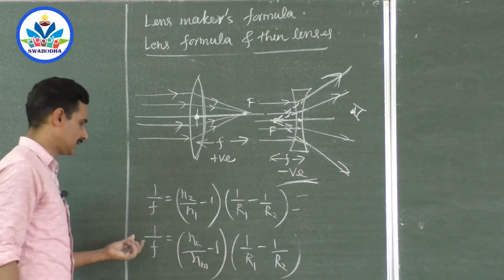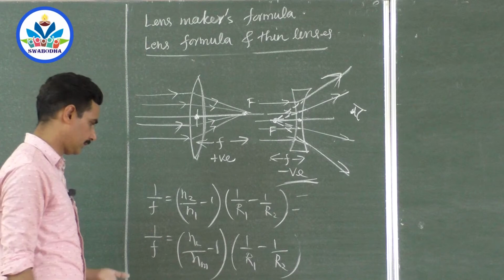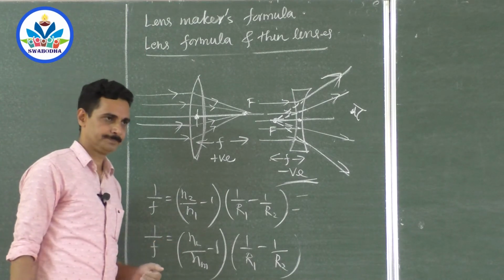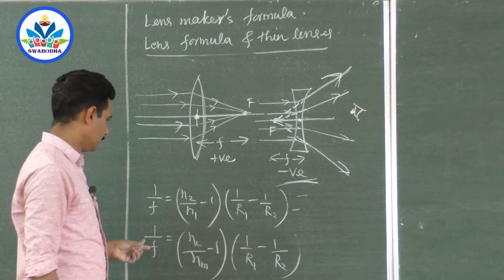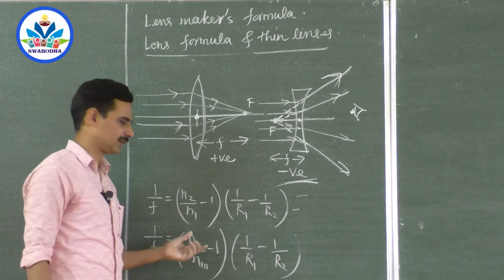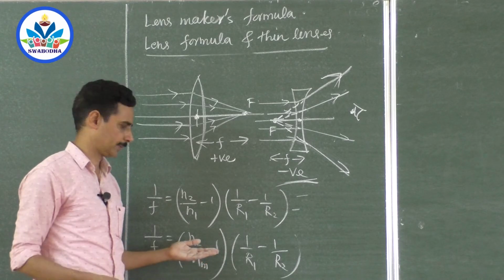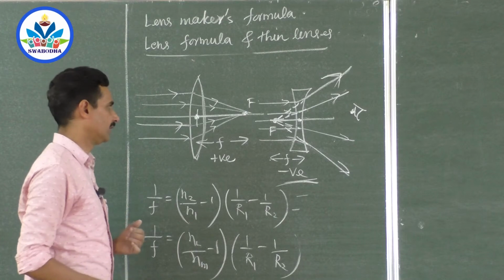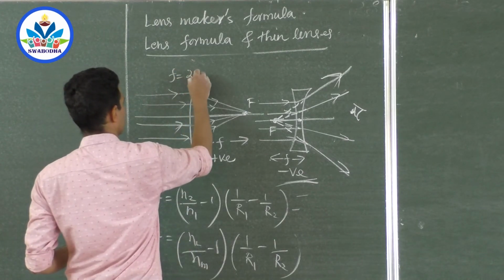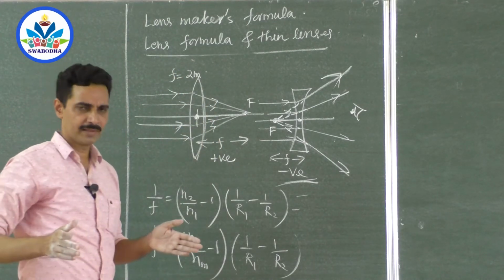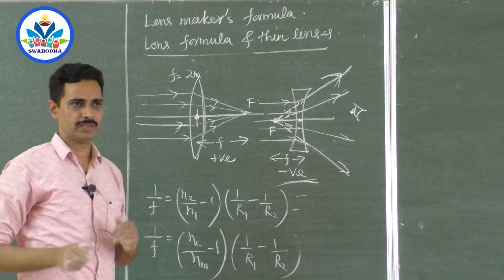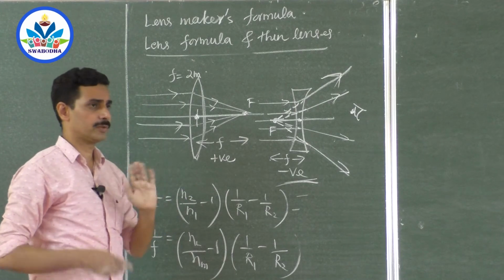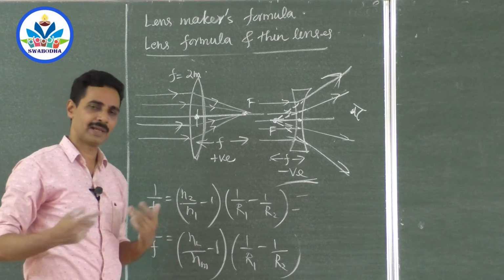Now for a lens, if you take the formula 1 by f is equal to so much, I will just take some problems and analyze them in different ways. If a lens has a focal length of, say, 2 meters, a simple sentence, a lens has a focal length of 2 meters, when nothing is told about the surrounding medium, you take it as air.